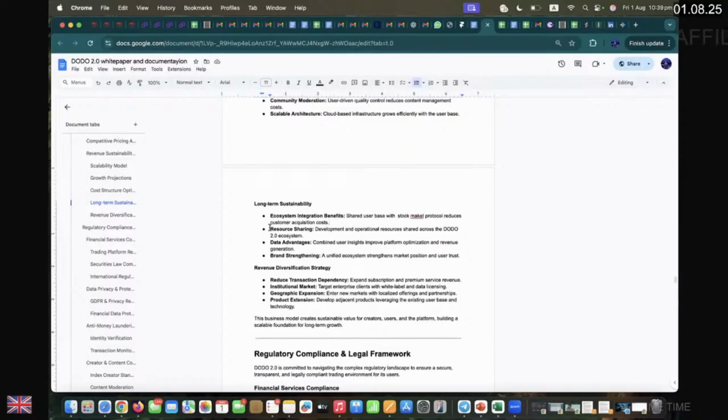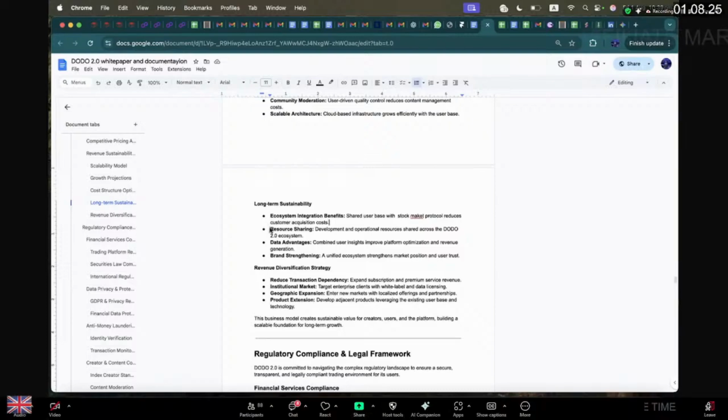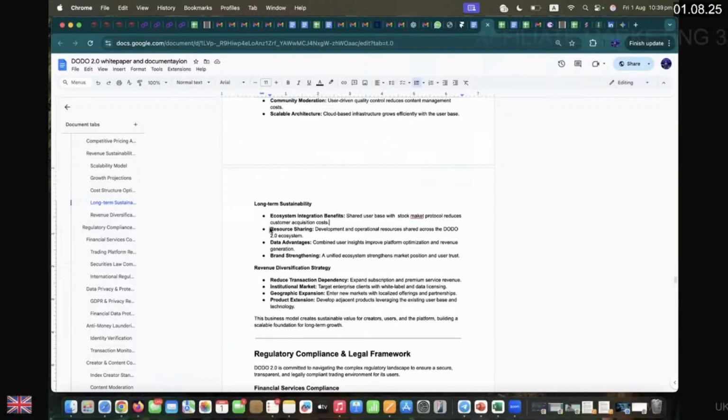This is how our roadmap will help us expand to different markets and to tap into segments that any player in the market could not reach with crypto, with the tokenized approach of buying and selling stocks as well as index trading. Resource sharing: development and operational resources shared across the DODO 2.0 ecosystem. Data advantages: combined user insights improve platform optimization and revenue generation. Brand strengthening: a unified ecosystem strengthens market position under trust.